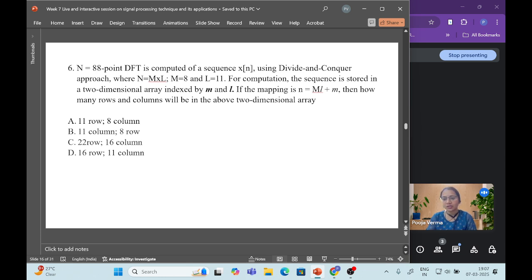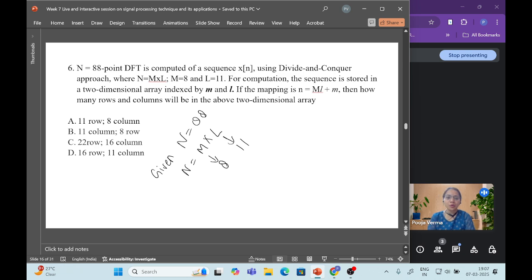Next question: an 88 point DFT is computed of a sequence x of n using divide and conquer approach, where N is equal to M into L, and M and L are also given. So given N is equal to 88 point DFT, and N is also given as M into L. So M here is given 8 and L is given 11.